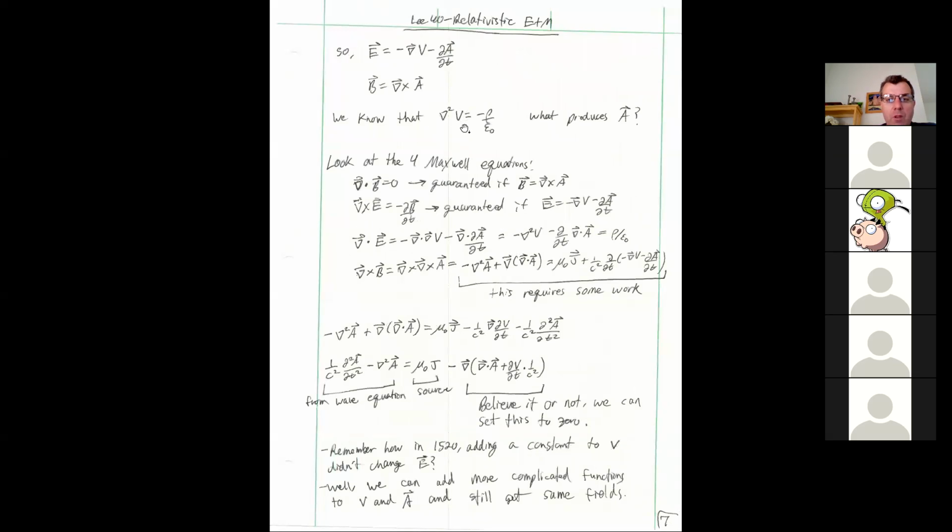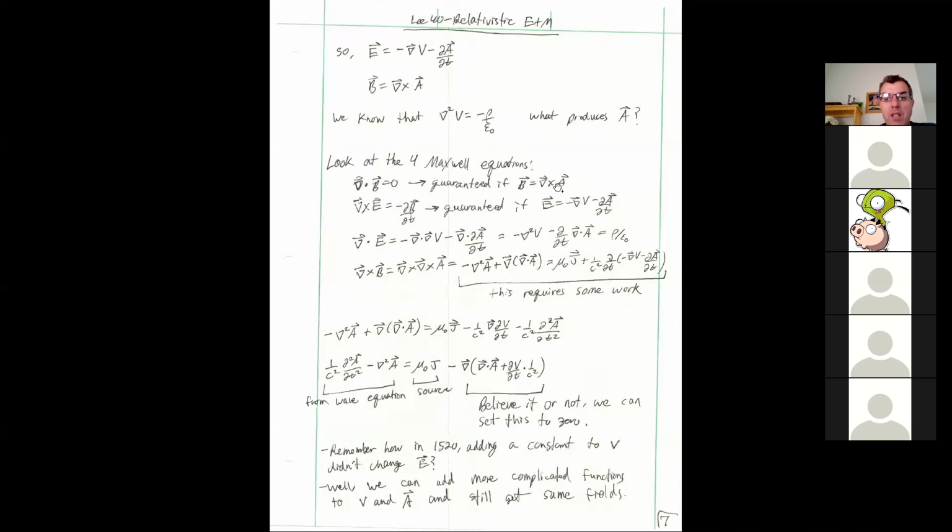So E is minus the gradient of V, minus the time derivative of A, and B is the curl of A. And furthermore, we know that the Laplacian of V is minus rho over epsilon naught. So the electrostatic potential is produced by a charge distribution. Now you can ask, what produces A? Let's look at our 4 Maxwell equations. We're doing them in a different order than usual. The first one: del dot B is 0.